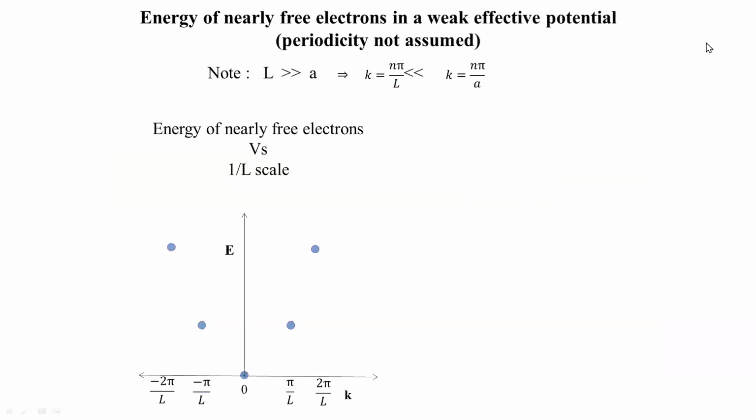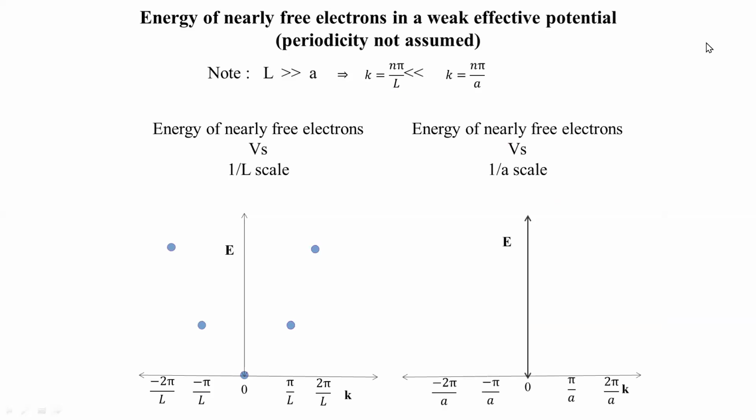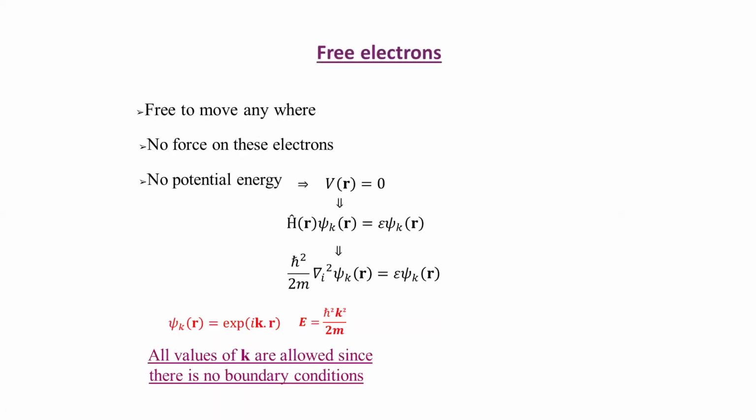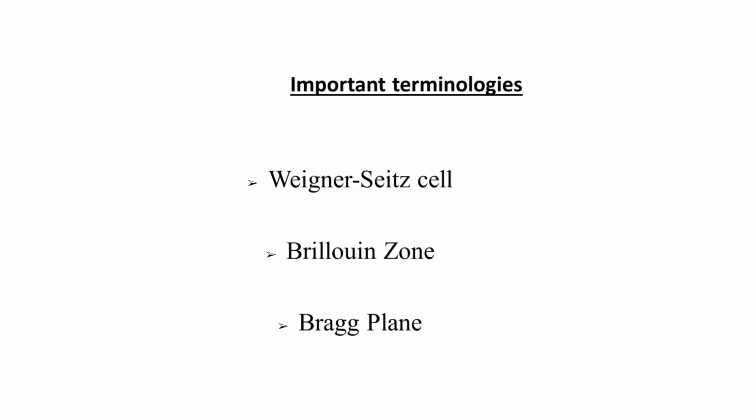So here is the enlarged scale, which is the 1/L scale, and this is 1/a. These are the wave vector k, which depends on the lattice constant. With this we can create the E-k diagram, which is the fundamental of electronic band structure calculations. Quickly moving towards the important terminology, which is Wigner-Seitz cell, Brillouin zone, and Bragg plane. Let me briefly discuss these three things.